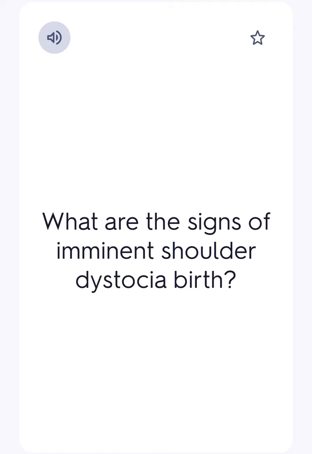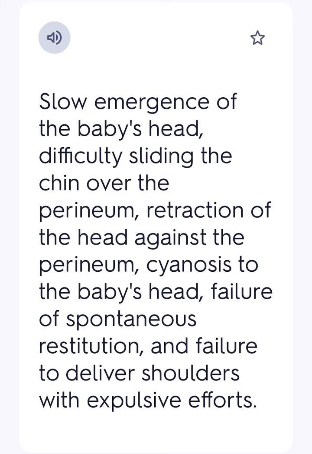What are the signs of imminent shoulder dystocia birth? Slow emergence of the baby's head, difficulty sliding the chin over the perineum, retraction of the head against the perineum, cyanosis to the baby's head, failure of spontaneous restitution, and failure to deliver shoulders with expulsive efforts.